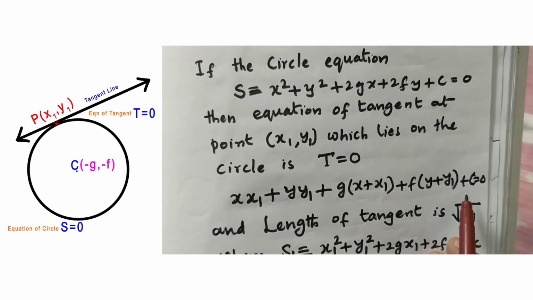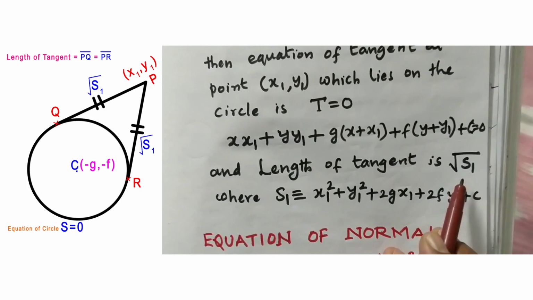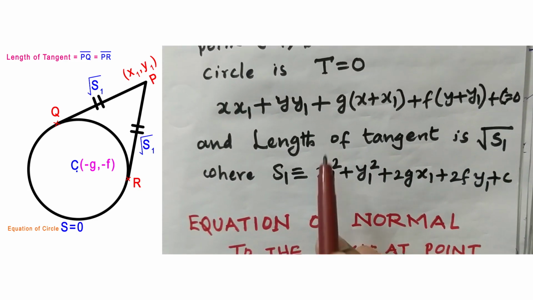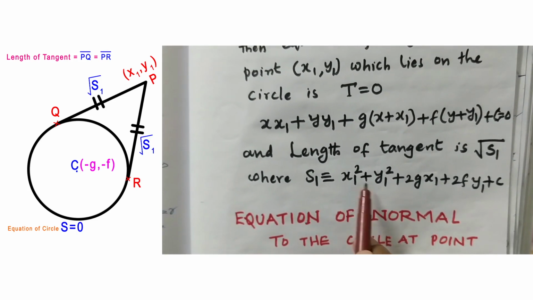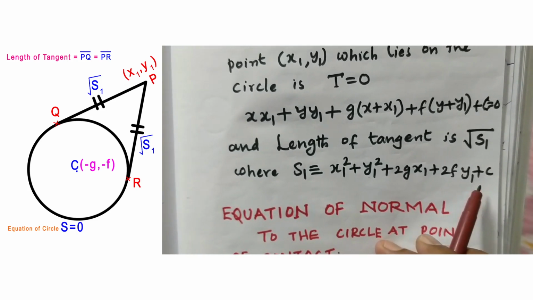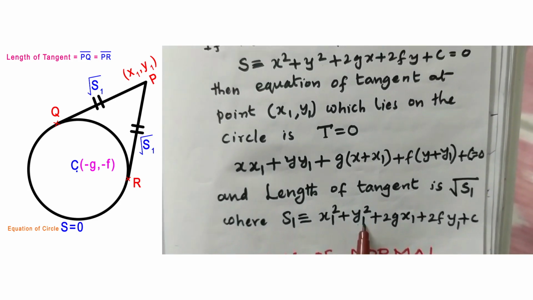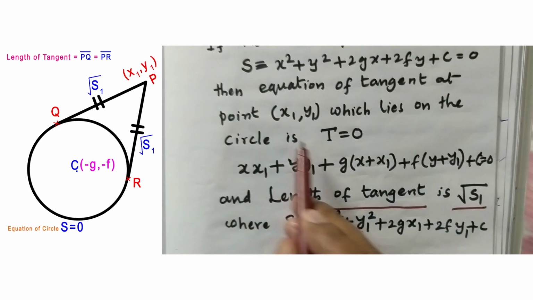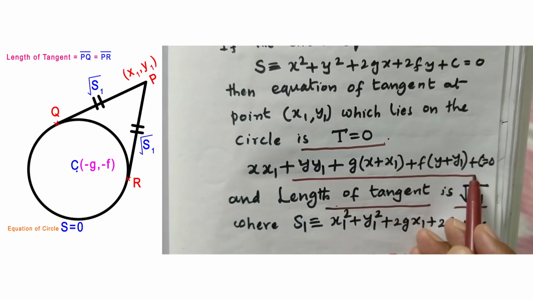Okay, you observe here. The length of the tangent is under root of S1. What is my S1? In the place of x I write x1, in the place of y I write y1. So x1 square plus y1 square plus 2gx1 plus 2fy1 plus c is my S1. The square root of this is called the length of the tangent, root S1, and the tangent equation is T is equal to 0.